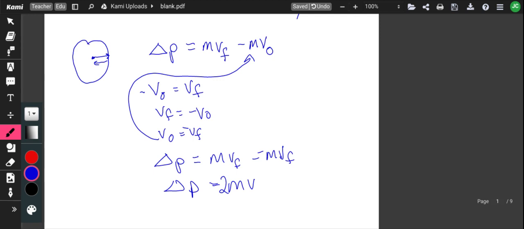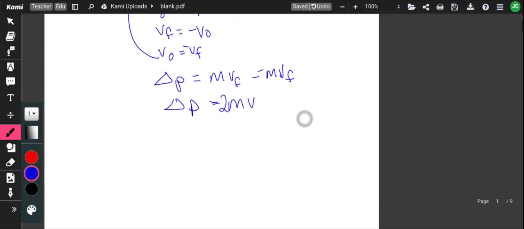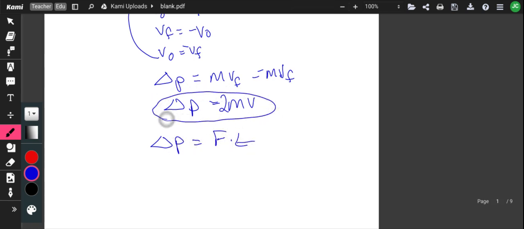Now, we also know that when we talk about momentum, the change in momentum is equal to force times time. We're going to keep this equation on the back burner for right now. That the change in momentum is equal to force times time. That means that force is equal to delta P over t.